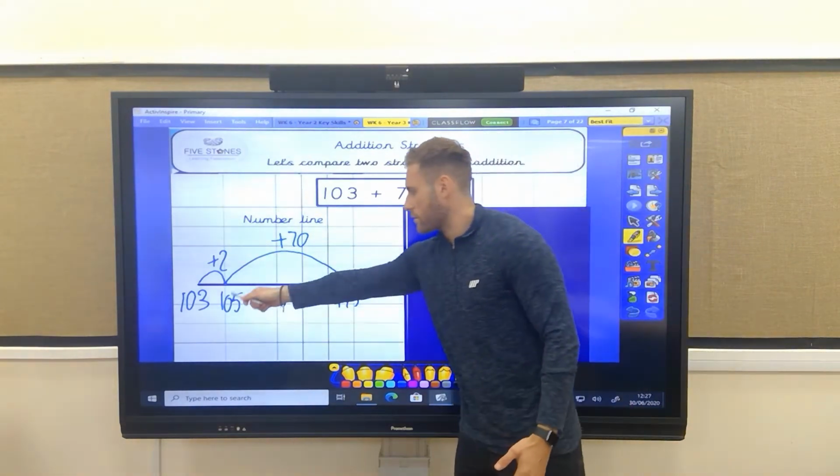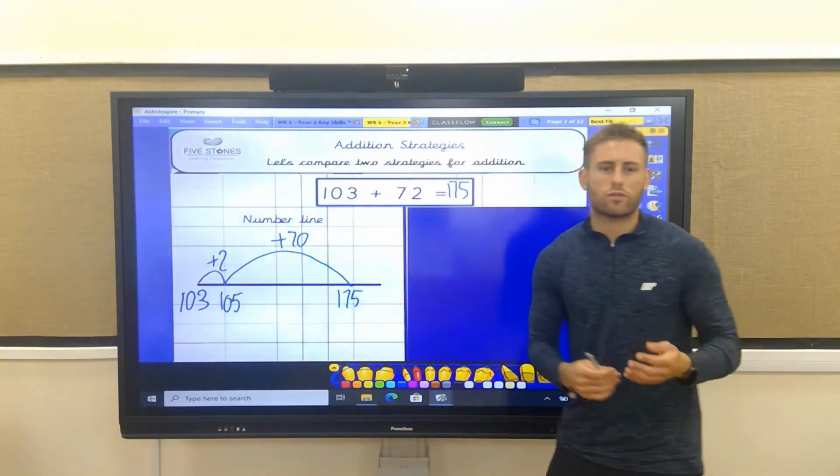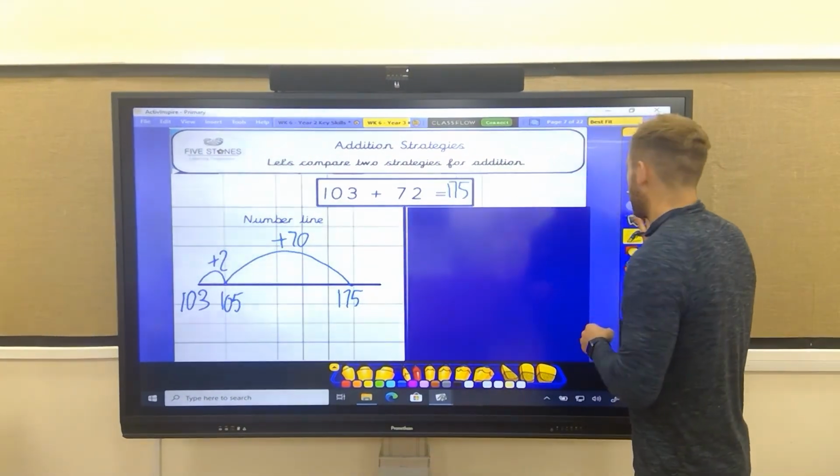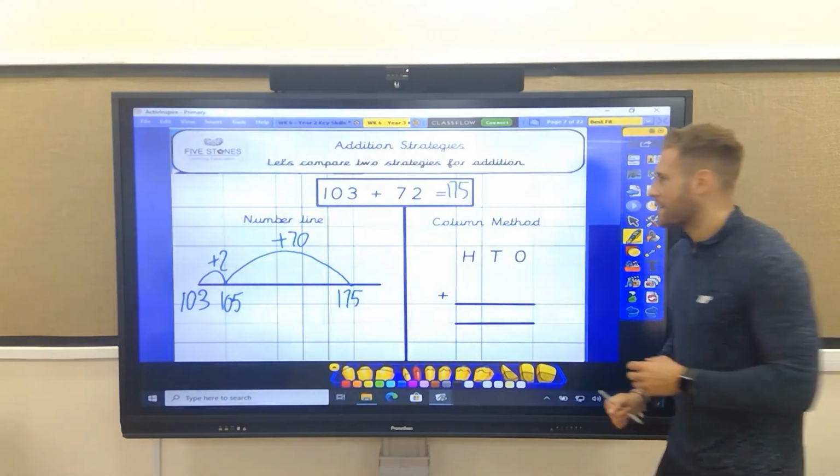Add what you know first. Some of you might have gone for 173 to start off with, then add the 2 to 175. That's again completely fine. Now let's look at our column method, see if we get the same result.